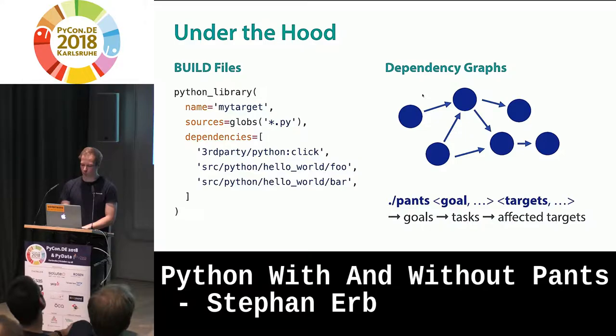Okay, so this specification is used to build the dependency graph. So for example, my target would be one dot in this graph, and the dependencies would be other dots in the graph. And it's all connected through the dependencies declared here.